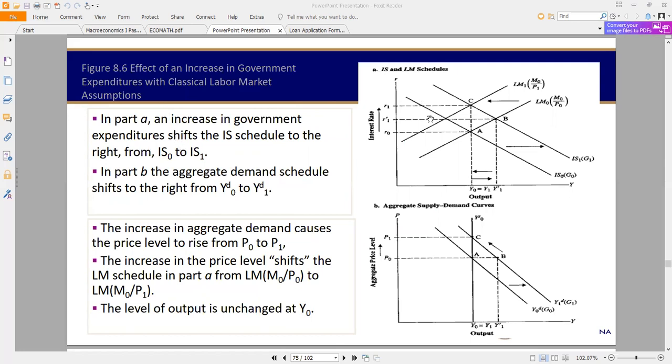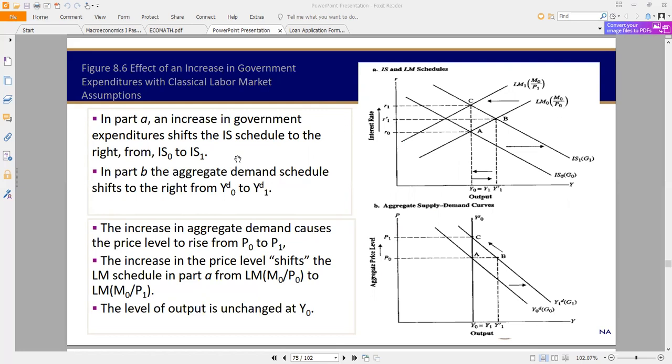Let's start with part A. Initially, this was the equilibrium point. This is our IS curve drawn with a particular value of government spending. This is our LM curve with our nominal supply of money and the initial price level.